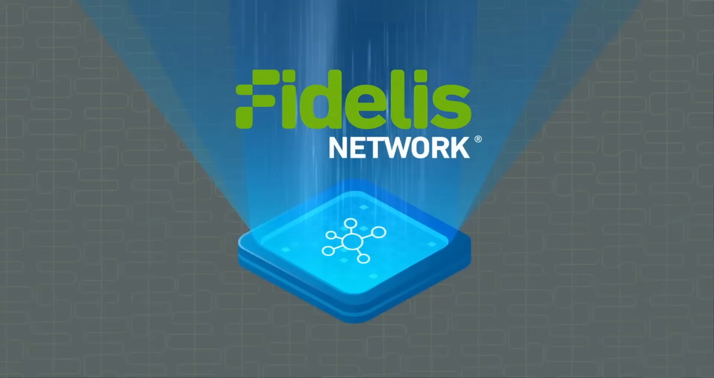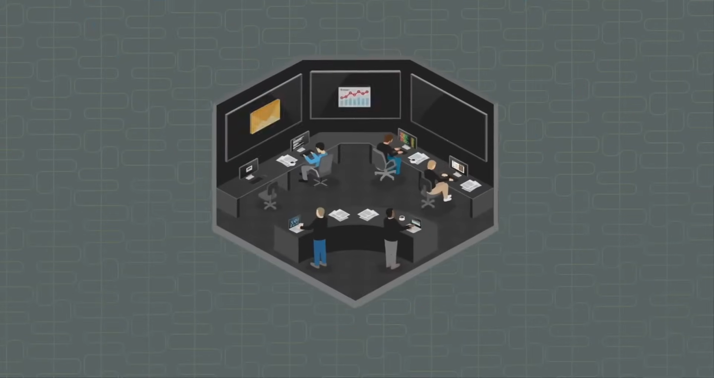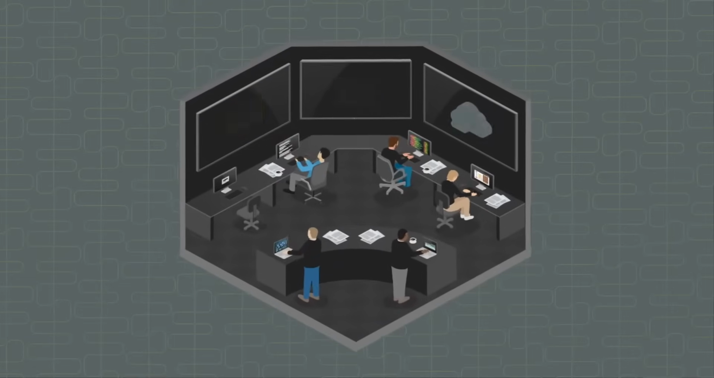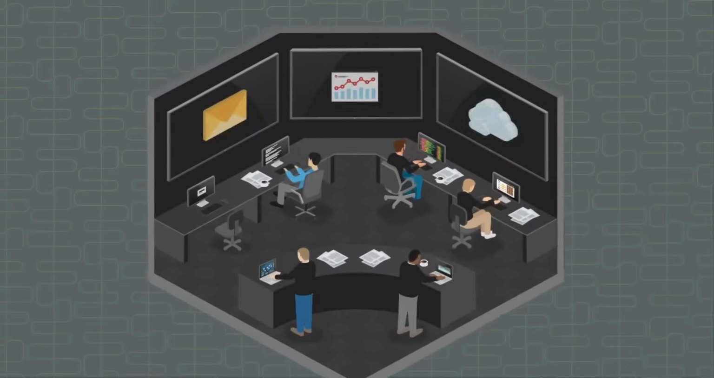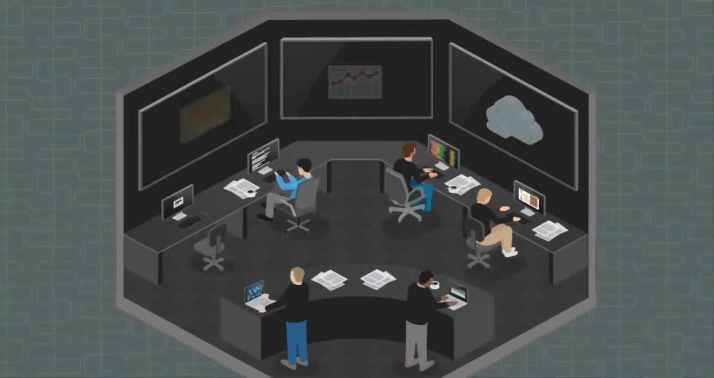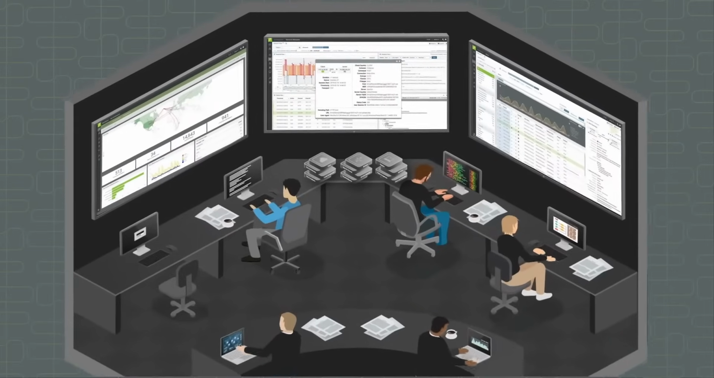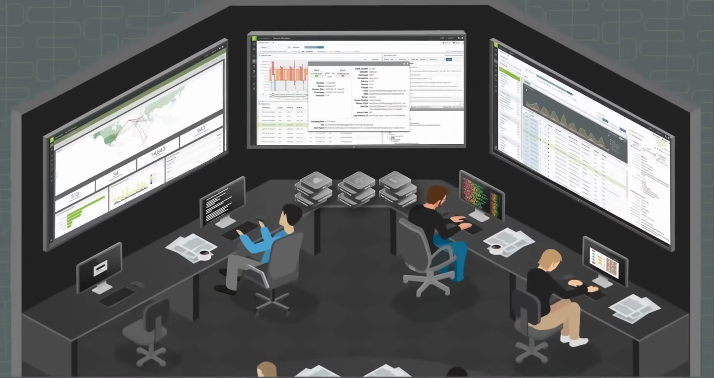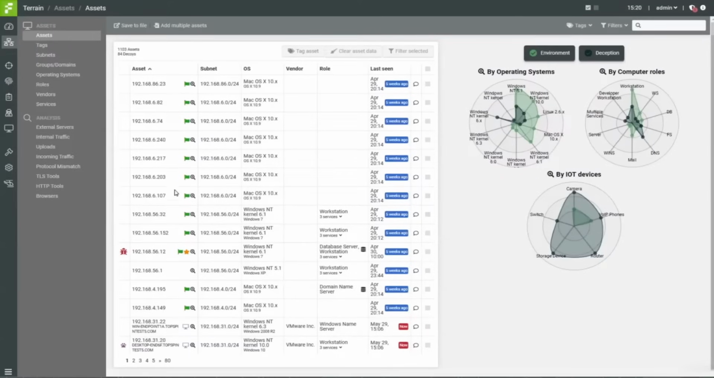Fidelis Network provides advanced threat detection and data loss prevention, giving security analysts unmatched visibility and in-depth traffic analysis at wire speed to dramatically accelerate threat protection, detection, and hunting across the entire network.